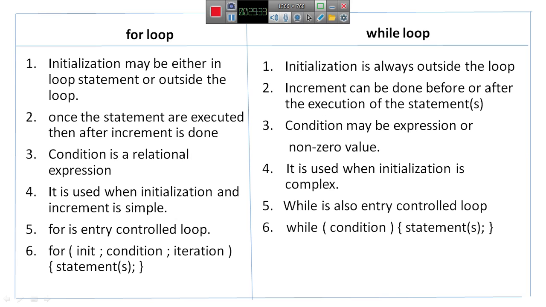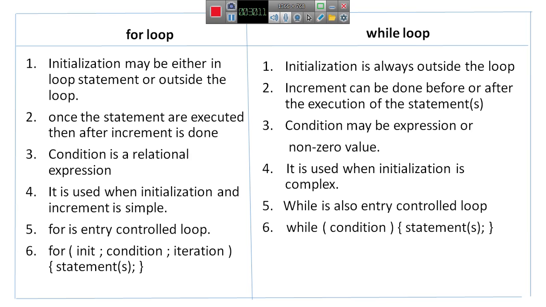Then next, for loop and while loop. For loop: initialization may be either in the loop statement or outside the loop. While loop: initialization is always outside the loop. Once the statements are executed, then after that the increment is done. Here the increment can be done before or after the execution of the statement. The condition is a relational expression, and the condition may be an expression or a non-zero value.